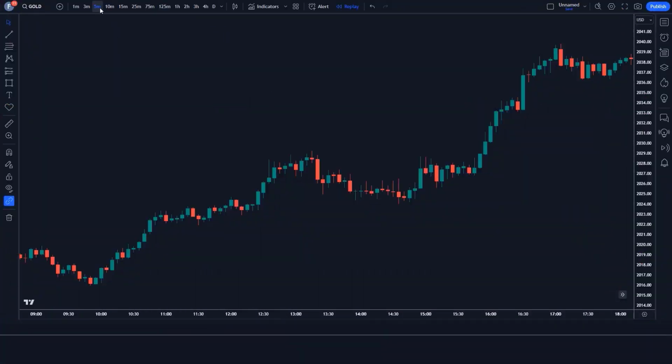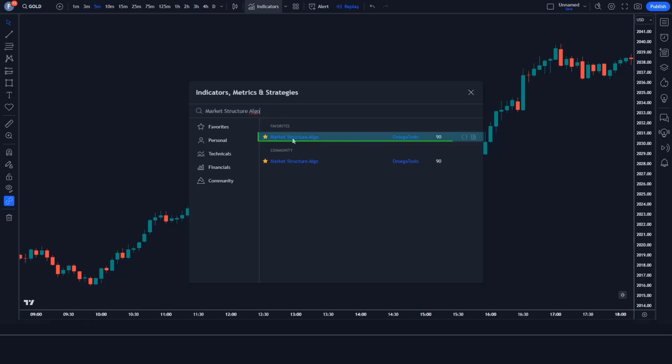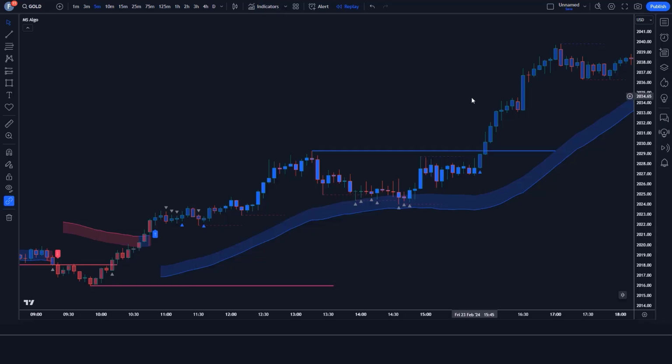We open the gold 5-minute chart. This strategy works well on the 5-minute time frame, as this strategy is unique as no one has ever told you about it before. Let us now understand the trading setup. First of all, we will search the market structure algo indicator in the search box of TradingView. After that we have to click on the market structure algo indicator option, in which we have to change some settings.